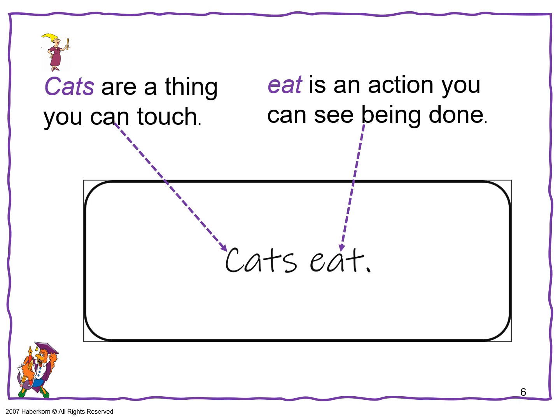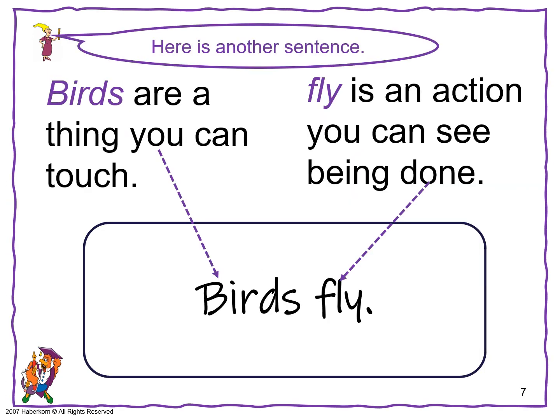Okay, so cats eat. Cats are a thing that you can touch or hold. Eat is an action you can do or see being done. Nouns and verbs. Another sentence, birds fly. Birds are a thing that you can touch or hold. Fly is an action you can see being done.